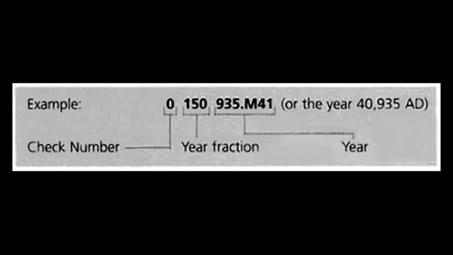0 equals Czech number. 123 equals year fraction. 456 equals year. Capital M41 equals millennium.